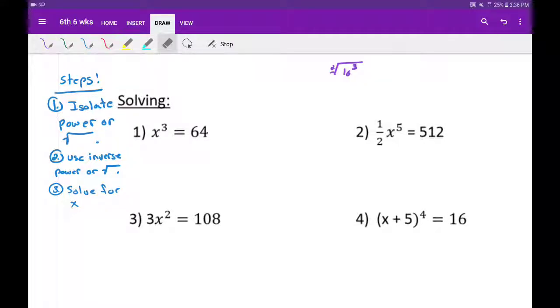All right, so in these examples, we're going to solve using the nth root. Okay, so we got 3 steps. We're going to isolate the power or the root. Second step is use the inverse power or root, depending on where we start. And then you're going to solve for x.